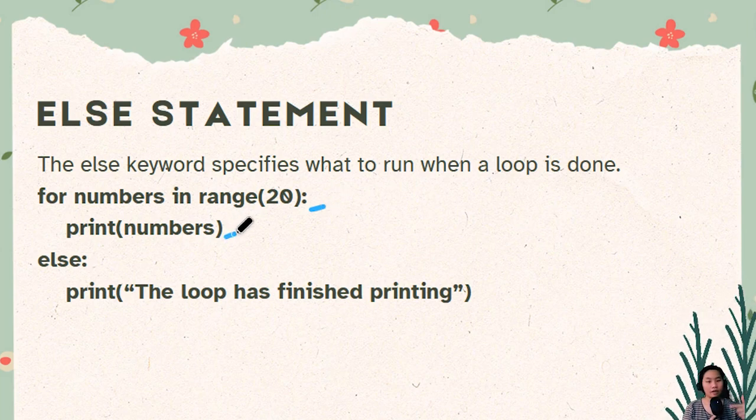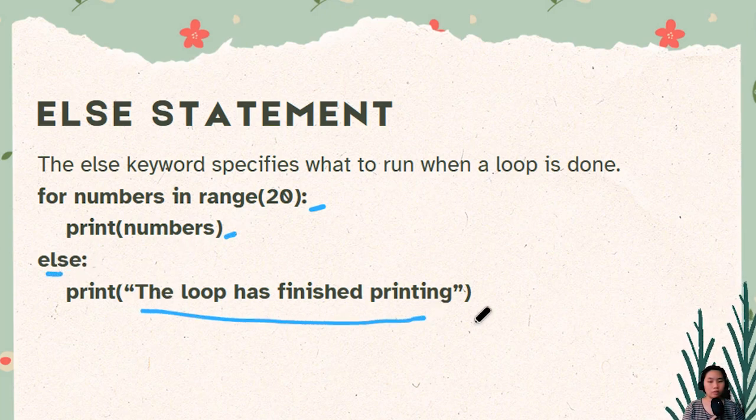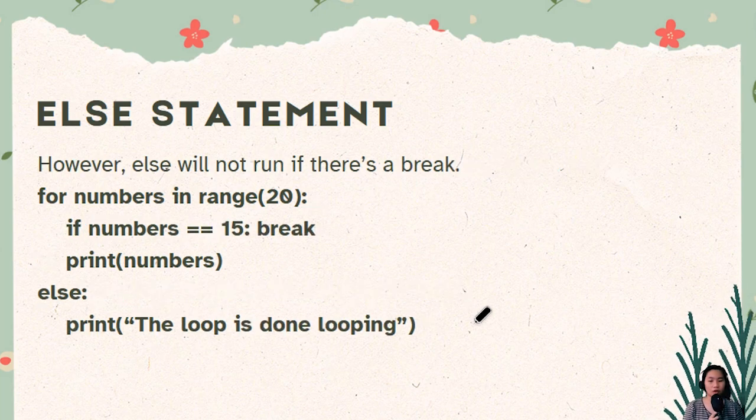And once Python has printed number 19, we jump onto else and we're going to print the loop has finished printing. As easy as that. Okay, now let's move on to the next part.